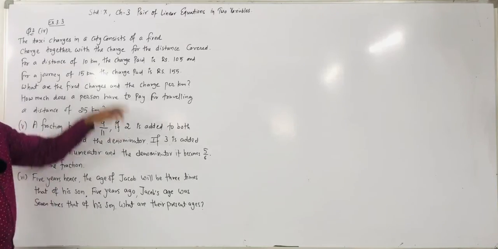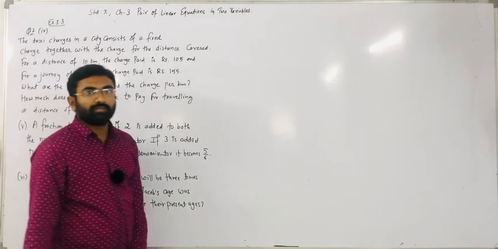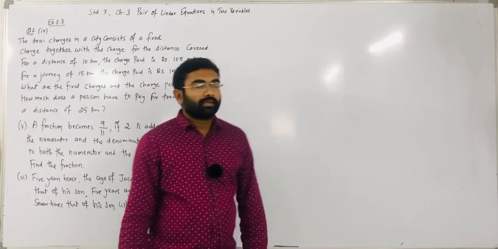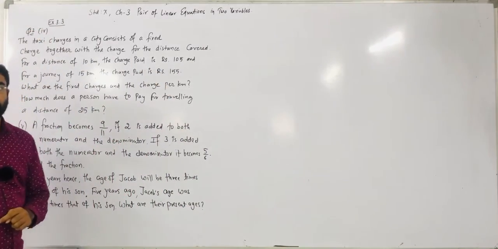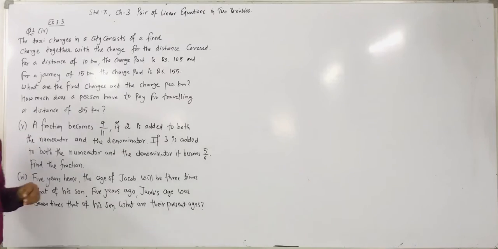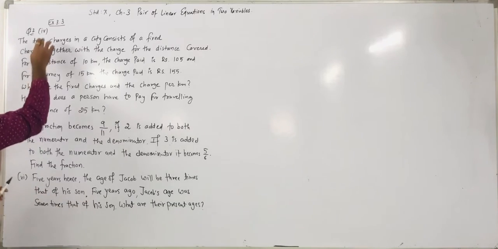Hello students, standard 10 chapter number 3, pair of linear equations in two variables. In exercise 3.3, in our previous period we solved question number 2 and three questions. Today we have to solve question numbers 4, 5 and 6. Okay, so first we take question number 4.